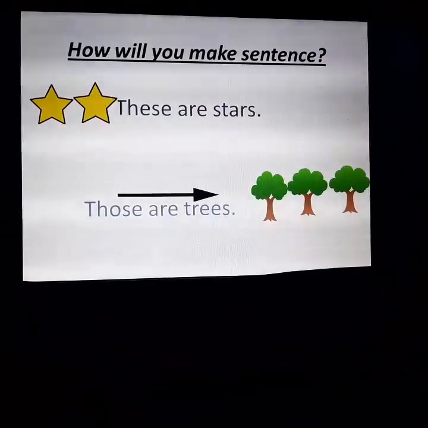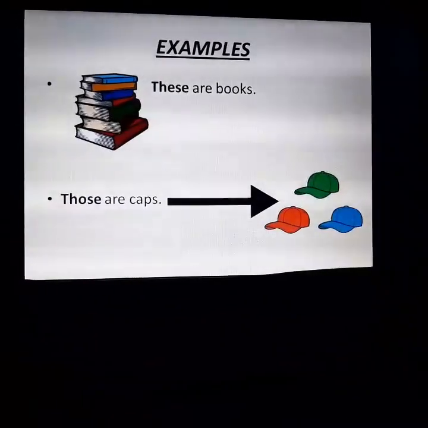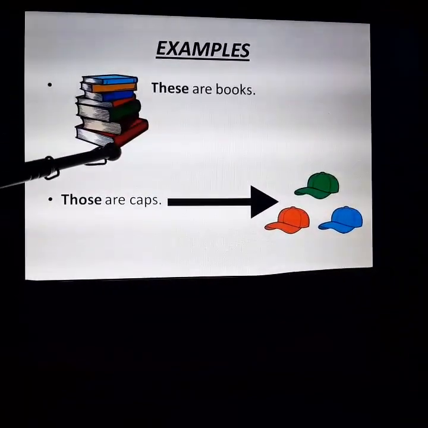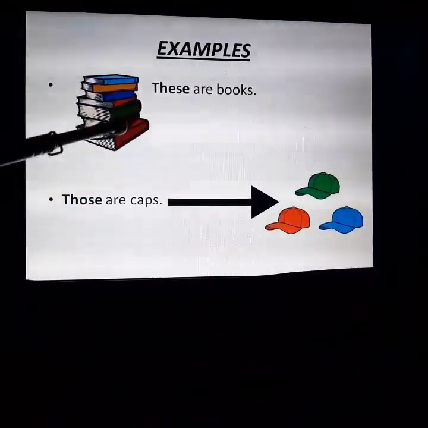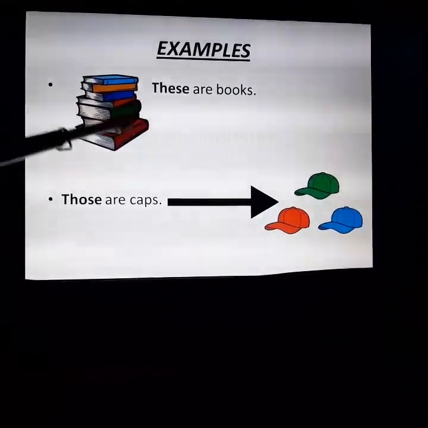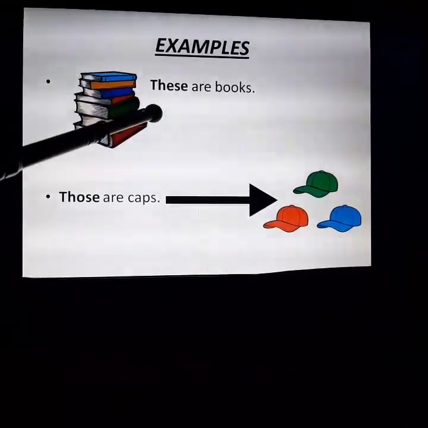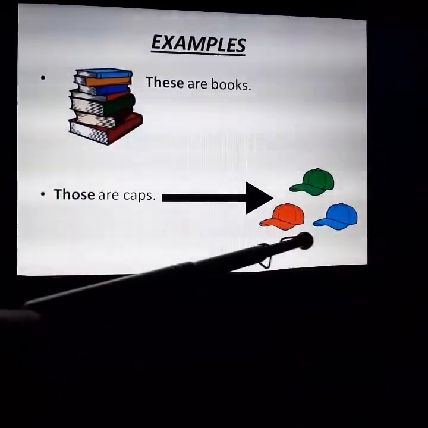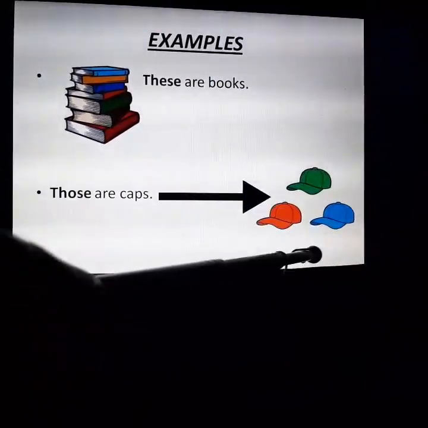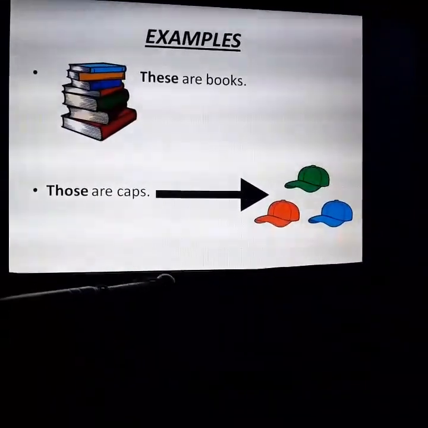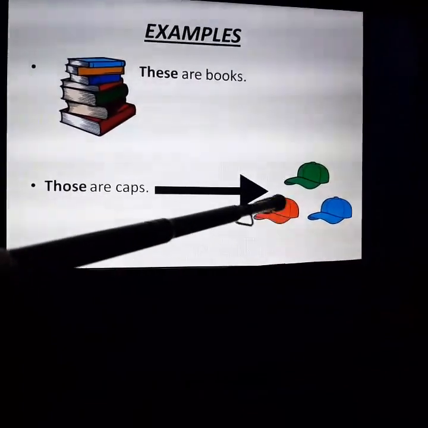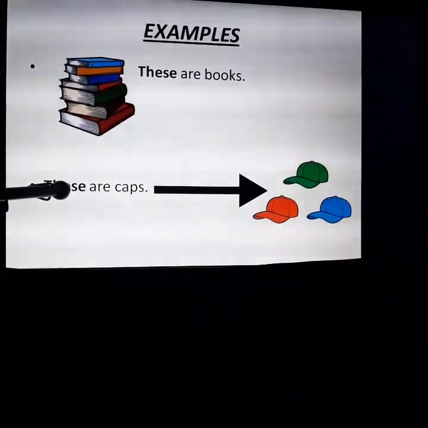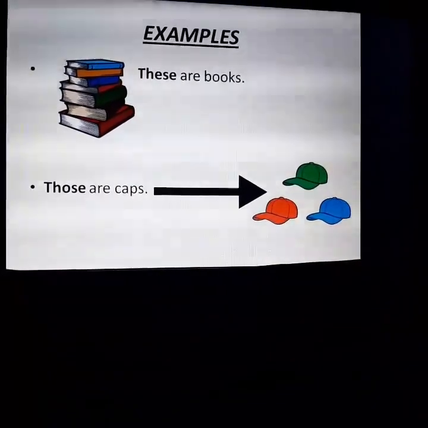Now let us see some more examples. This is the picture of a book. We have more than one book. So there are many books and it is near us. So we will write these are books. Let us see the other picture. This is the picture of a cap. There is more than one cap and it is far from us. This arrow points far objects. So we will write those are caps.